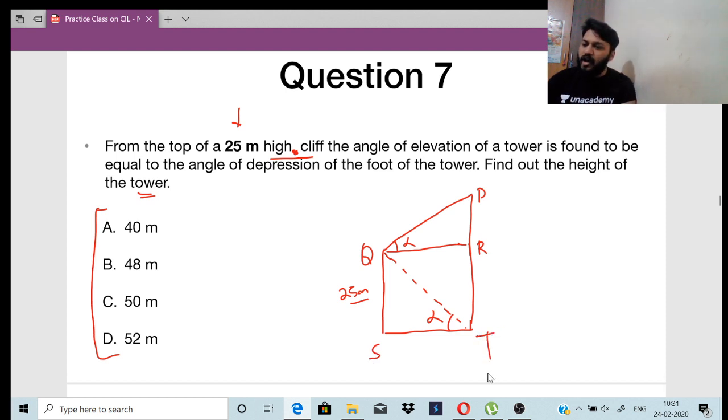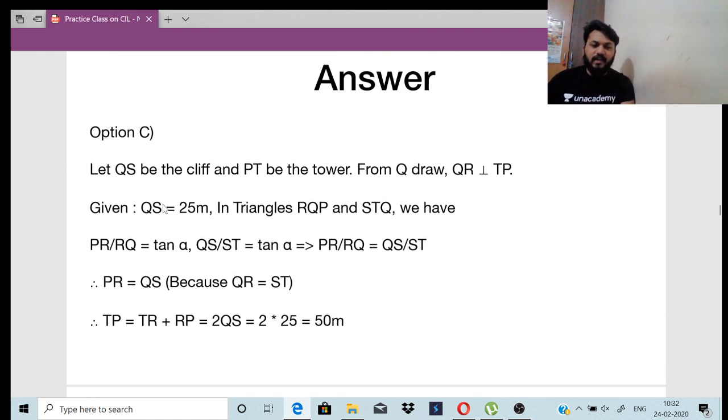RST. PQRST. मुझे सिर्फ ये पता है, but that is enough. That is enough, right? You guys will get the answer, right? Let QS be the cliff and PT be the tower. From Q, draw QR perpendicular to TP. QS equals 25 meter. In triangles RQP and STQ, we have PR by RQ is equal to tan alpha.